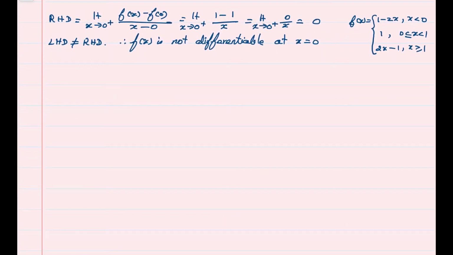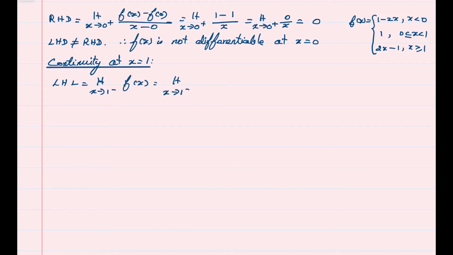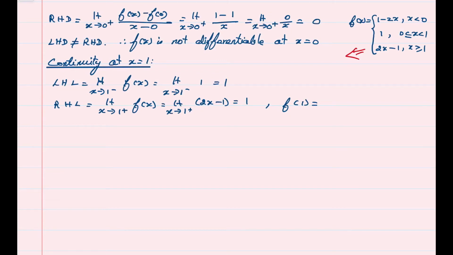Now we will check the continuity at x equal to 1. LHL is equal to limit extending to 1 minus f of x. For 1 minus, we use less than 1 definition, which is the constant function 1. The answer is 1. RHL is equal to limit extending to 1 plus f of x. For 1 plus, we use greater than 1 definition, which is 2x minus 1. By substituting x as 1, we get 2 minus 1, 1. And f of 1 value is the same definition, 2x minus 1. 2 minus 1 is 1. All three are equal. LHL equal to RHL equal to f of 1. Therefore, f of x is continuous at x equal to 1.